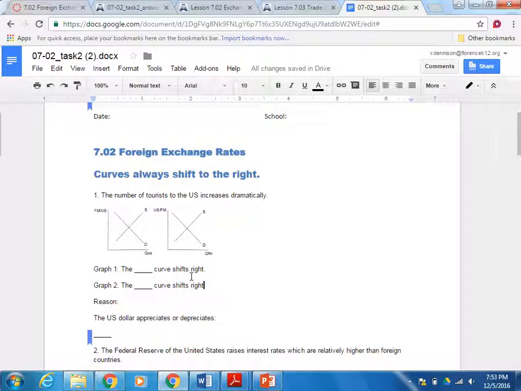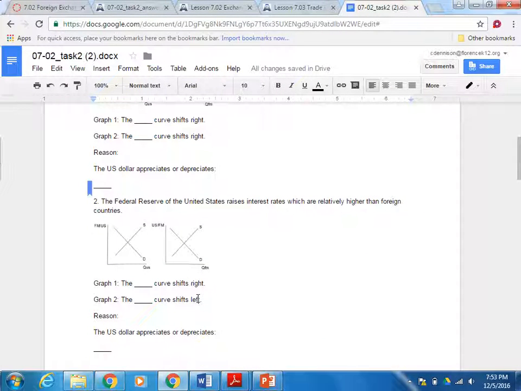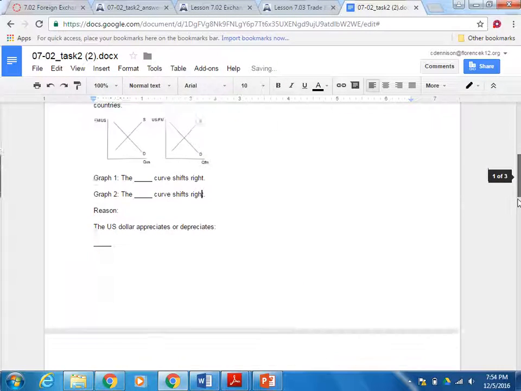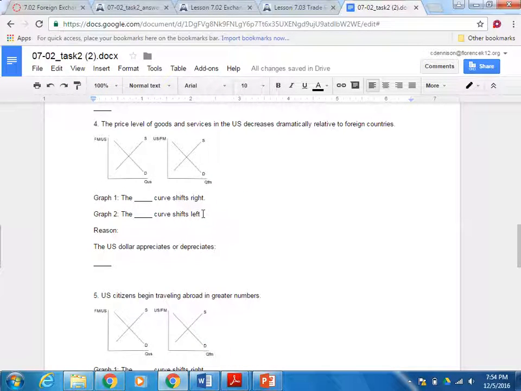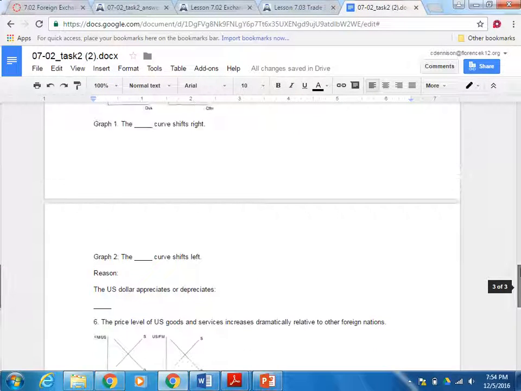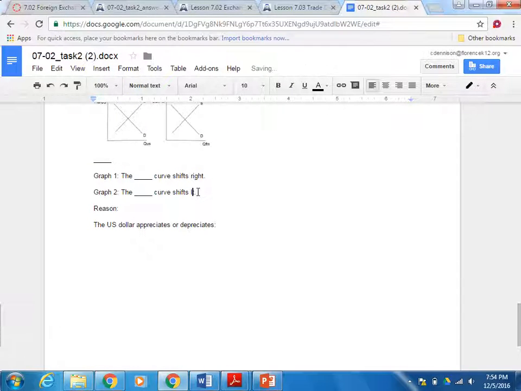And then the same thing for graph 2. You're going to have to give your reason, and then you're going to have to tell whether the US dollar appreciates or depreciates. So while I'm thinking about it, I'll go ahead and fix all of these. And if these are not fixed on the link that you have, please fix them, because I don't want you to get confused on my part and think that a graph actually shifts to the left, because it's not the case. It even says that at the top of your worksheet.